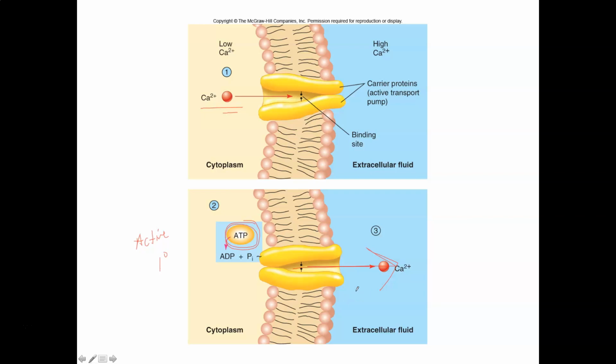And it's doing it against the concentration gradient. So we're actually moving low levels of calcium to high levels of calcium outside. That's why it requires energy, because you're going against that concentration gradient. We're moving low to high instead of high to low.